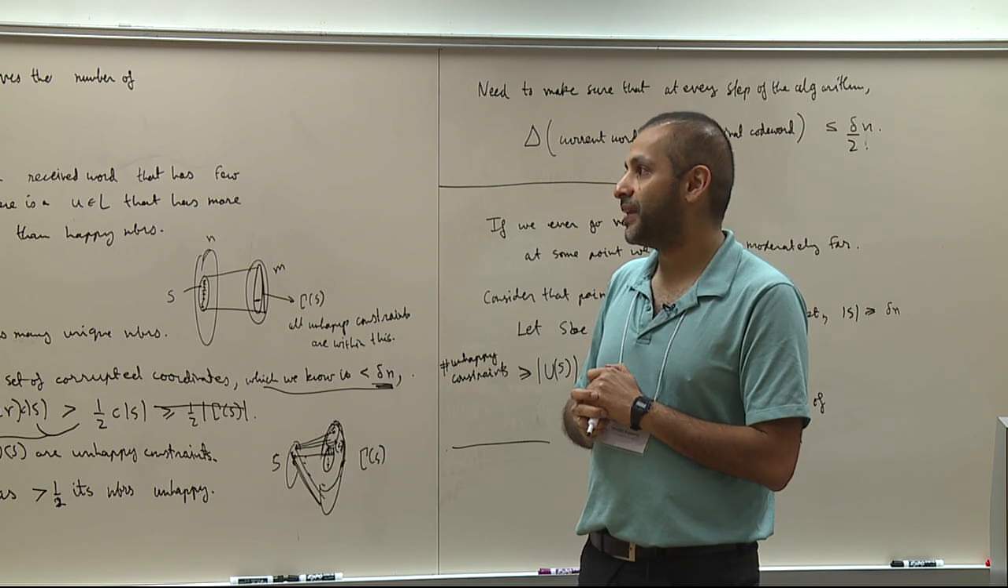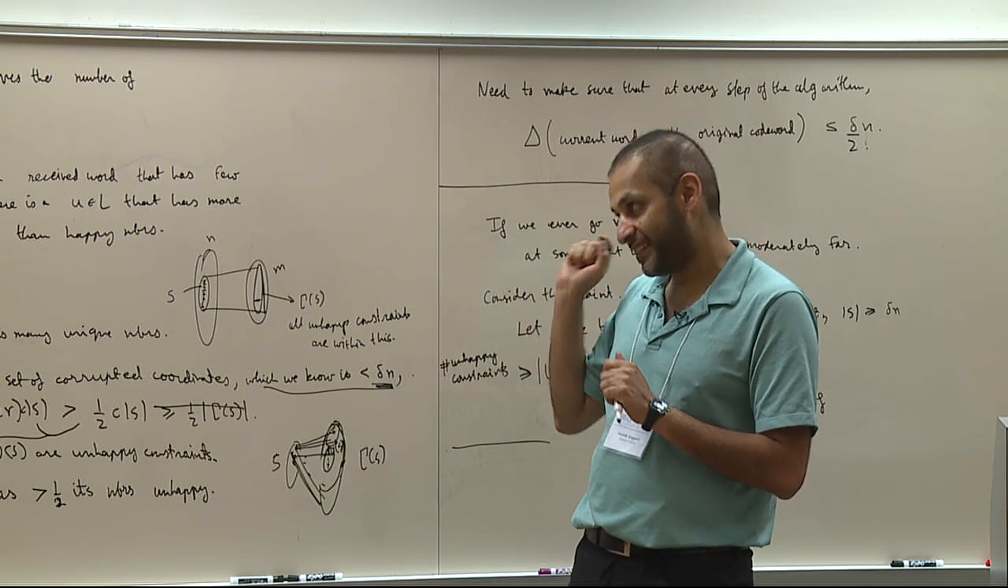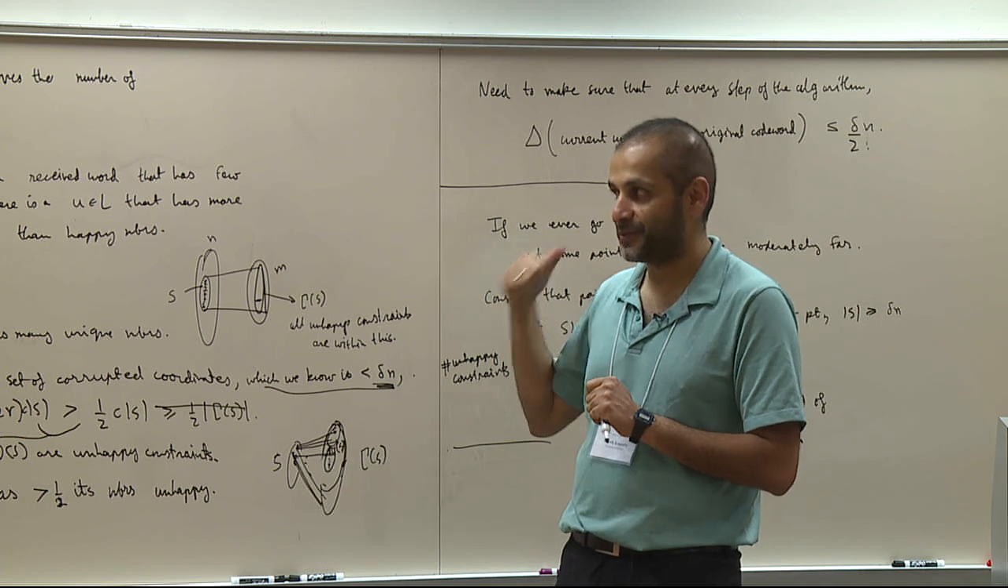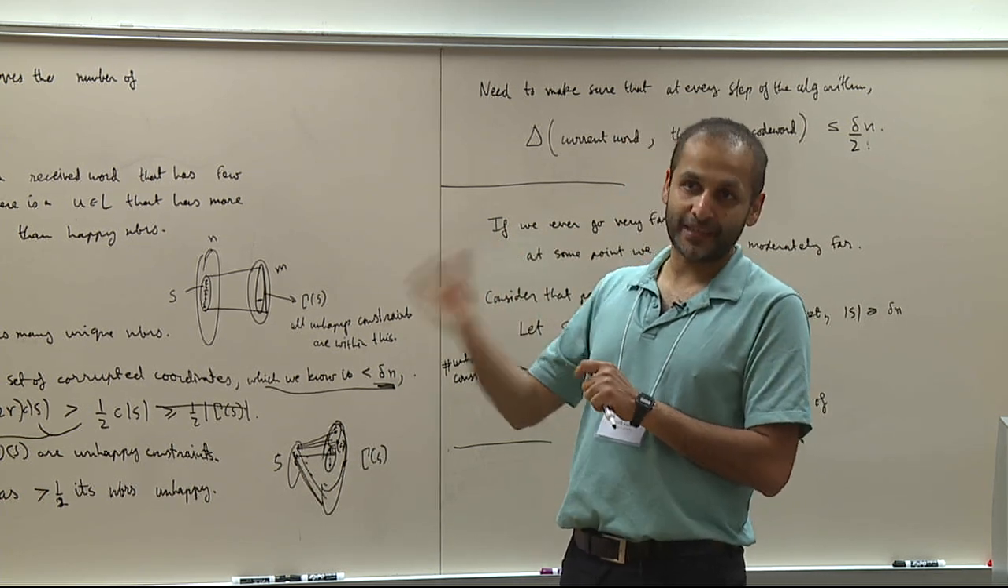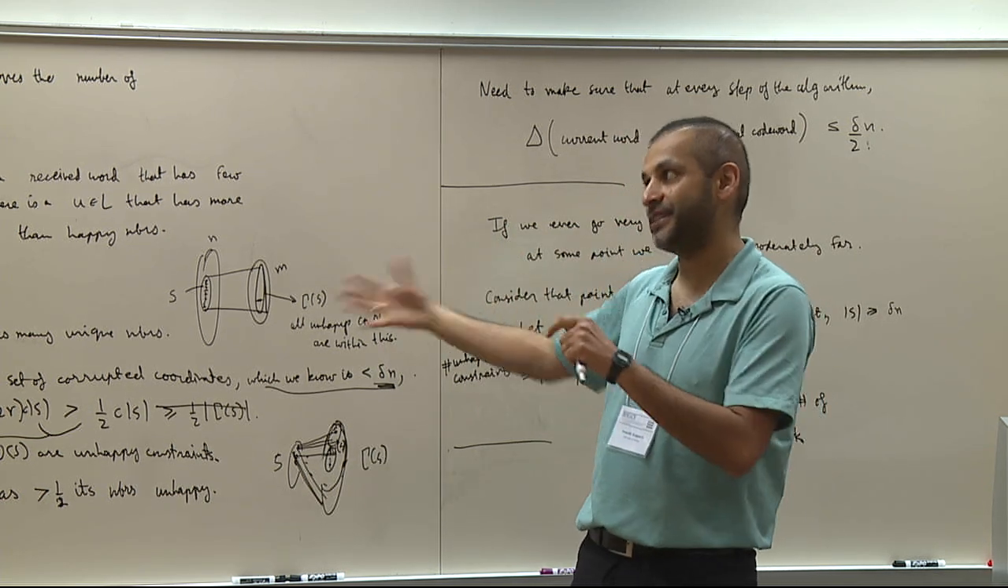Okay, and there are other codes. These are the Sipser-Spielman codes, which came one year later, which also have linear time encoding and linear time decoding. They're based on some recursive applications.